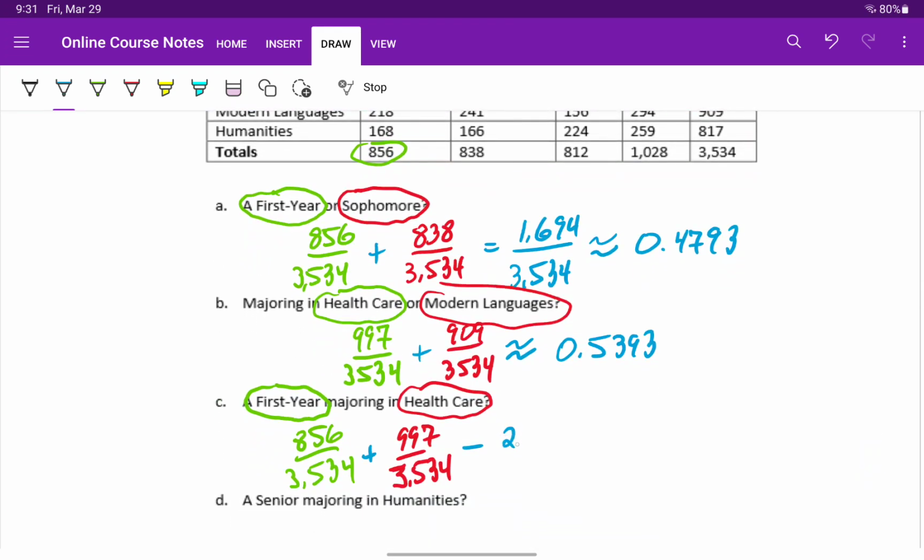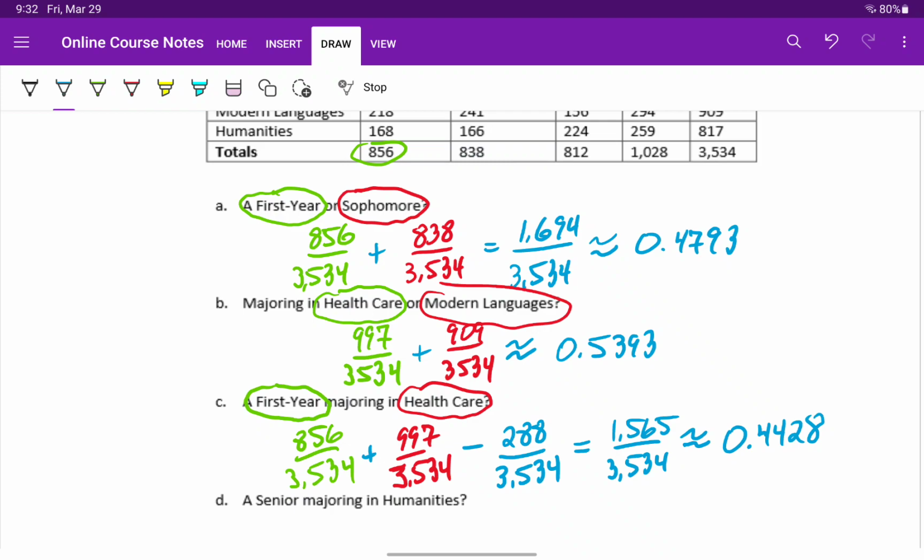So we'll subtract out 288 divided by 3,534. Add and subtract those fractions to get 1,565 over 3,534 for a probability of approximately 0.4428.